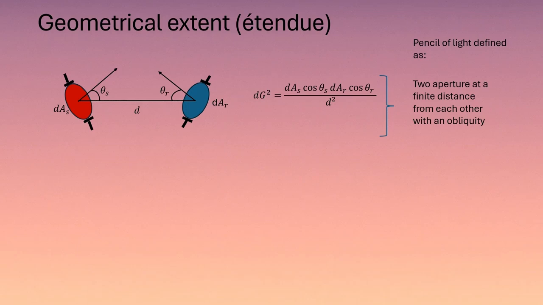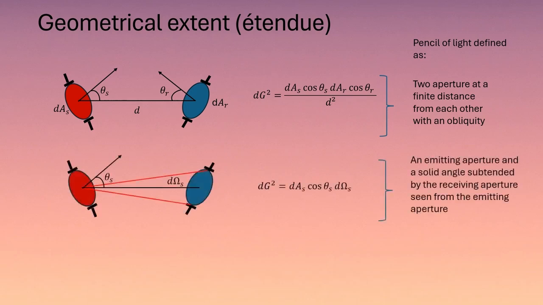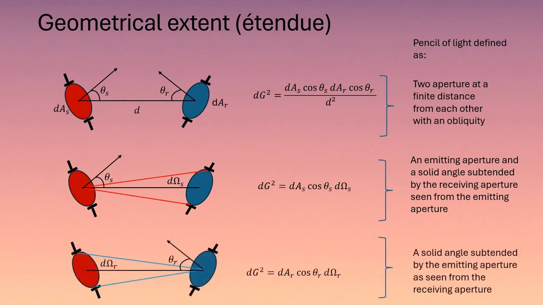Another way to define a geometrical extent is to consider an emitting aperture and the solid angle dΩs subtended by the receiving aperture seen from the emitting aperture. Finally, another way is to define a solid angle dΩr subtended by the emitting aperture as seen from the receiving aperture. It is important to note that this transfer of flux works from surface to surface through a whole optical system, lens after lens. The étendue is conserved in an identical medium.